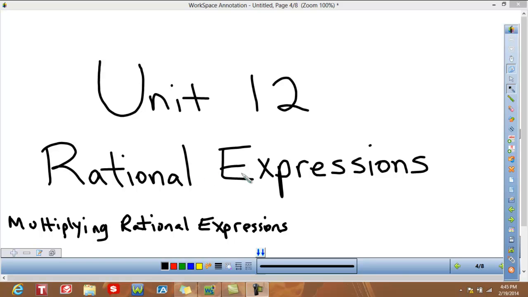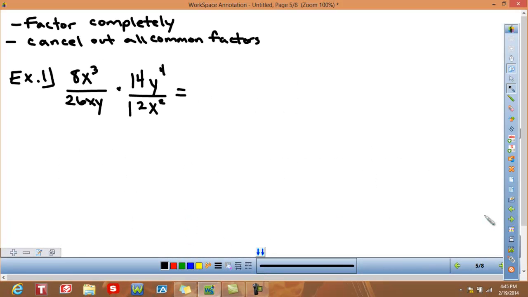We continue Unit 12, Rational Expressions, with the flap covering multiplying rational expressions. When we multiply rational expressions, we need to factor completely and cancel out all common factors. Example 1.